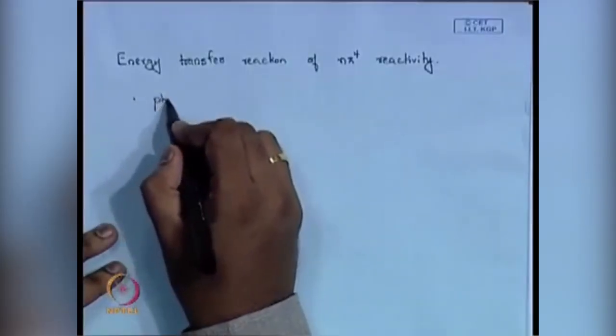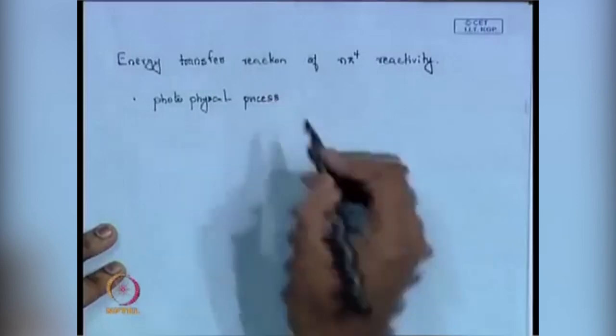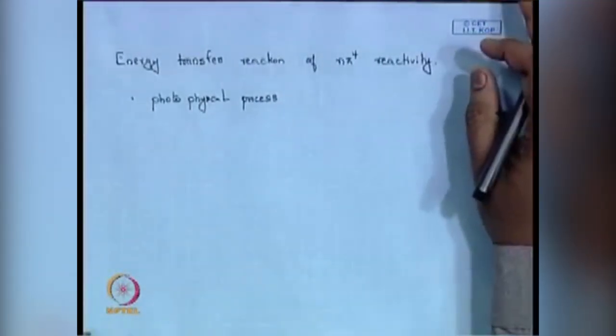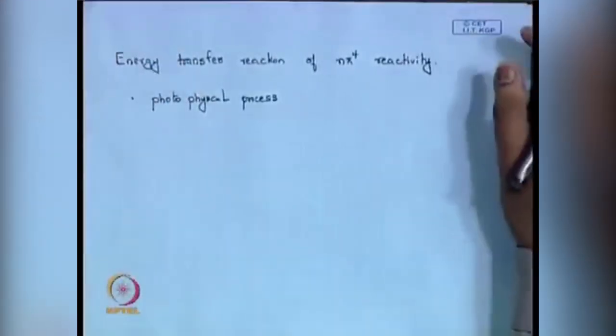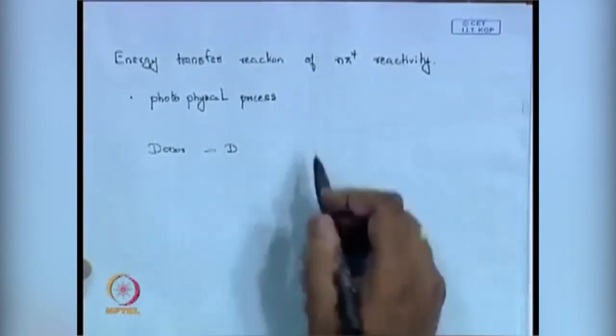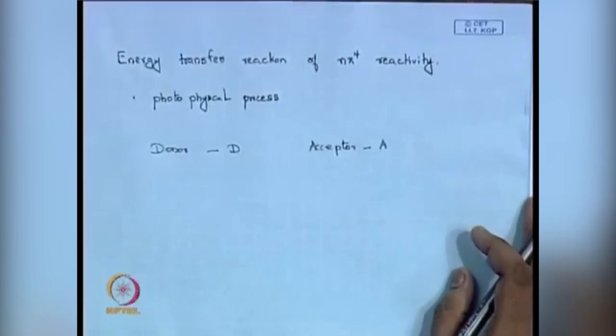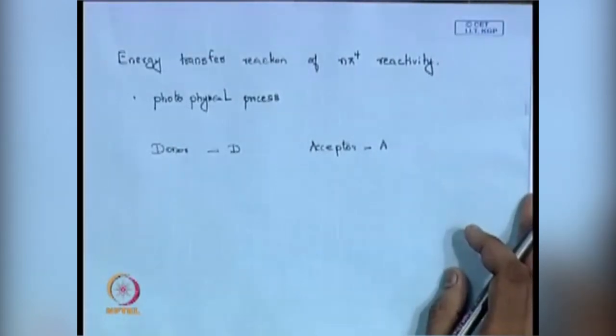So, the first thing about energy transfer reaction is that it is not basically a photochemical reaction, okay. It is basically a photophysical process, a typical photophysical process. So, what happens is that, let us consider two molecules in a system, okay. One we call a donor molecule, we can call it D, and then we will have another molecule which we will call an acceptor. I am talking about donor and acceptor with respect to energy. One can be a donor which can donate the energy, okay, another will be an acceptor.